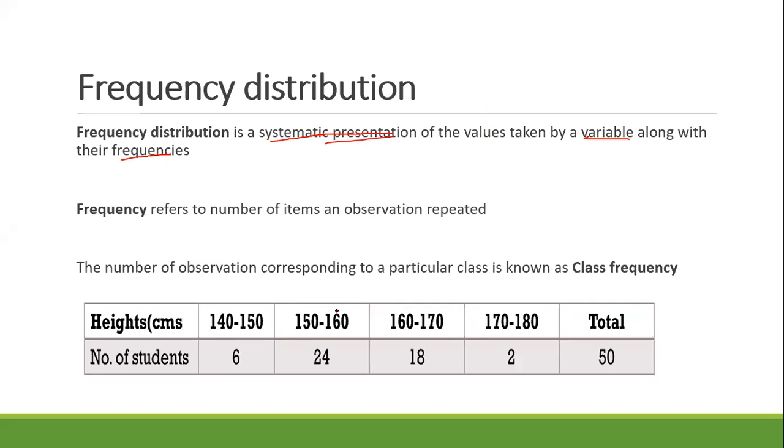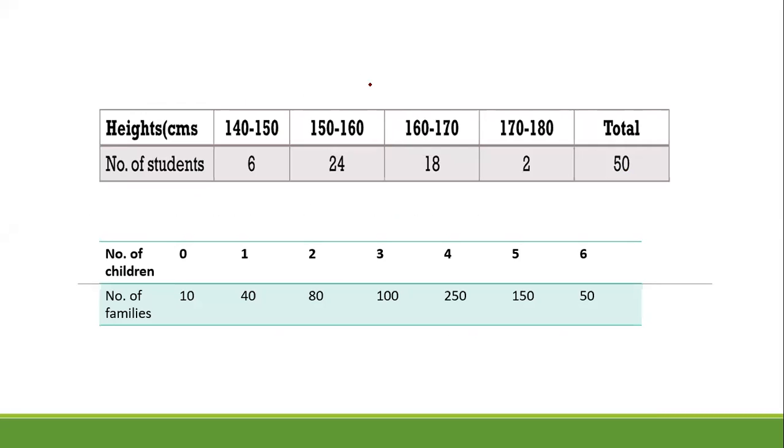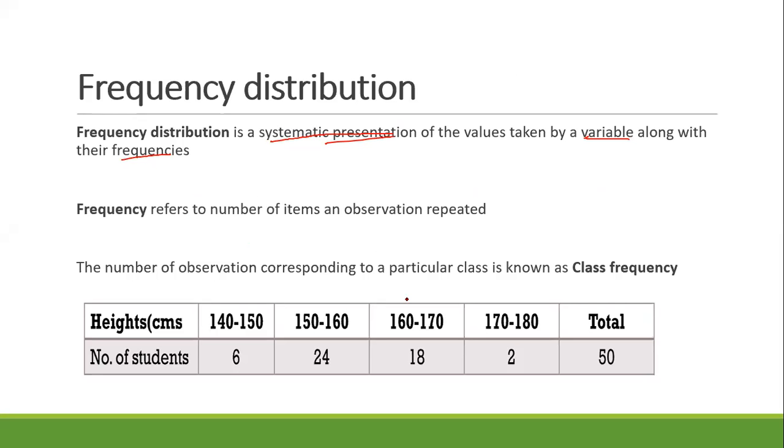If I show you in that example, it is systematically presented, the values taken by a variable. What are these? All these are the variables. You take the values from the variables along with their frequencies. So what are these? 6, 24, 18, 2. These are nothing but frequencies.